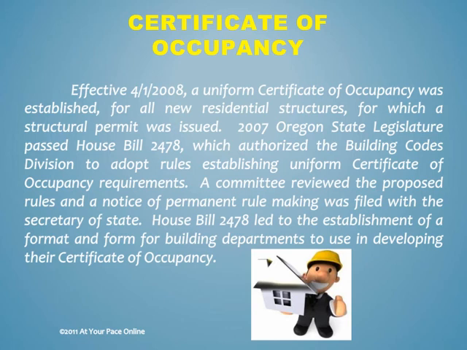Certificate of Occupancy. Effective 4/1/2008, a uniform certificate of occupancy was established for all new residential structures for which a structural permit was issued. The 2007 Oregon State Legislature passed House Bill 2478, which authorized the Building Codes Division to adopt rules establishing uniform certificate of occupancy requirements. A committee reviewed the proposed rules, and a notice of permanent rule-making was filed with the Secretary of State. House Bill 2478 led to the establishment of a format and form for building departments to use in developing their certificate of occupancy.